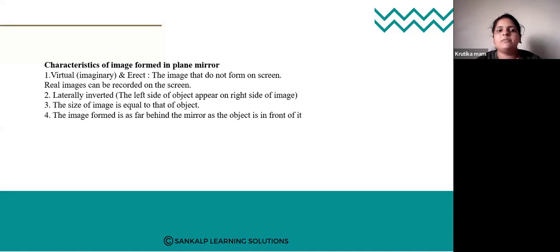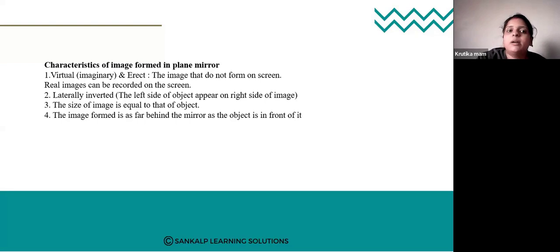The fourth point is the image formed is as far behind the mirror as the object is in front of it. So idra artha enanta andre, for example, if you are standing in front of the mirror, ನೀವು ಎಷ್ಟು ಡಿಸ್ಟೆನ್ಸ್ ಅಲ್ಲಿ ನಿಂತಿರ್ತೀರಾ ಅಷ್ಟೇ ಡಿಸ್ಟೆನ್ಸ್ ಅಲ್ಲಿ ಇಮೇಜ್ ಕಾಣಿಸುತ್ತೆ. And if you are moving forward, image kuda mundgade bandang kanutte. If you are moving backward, the image will also look like moving in the backward direction.